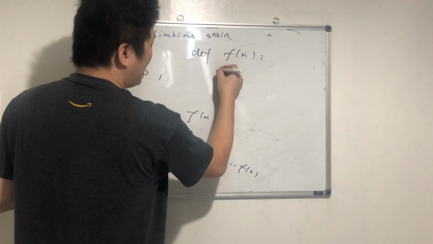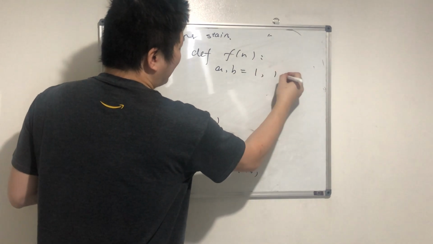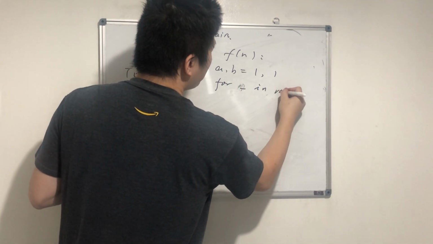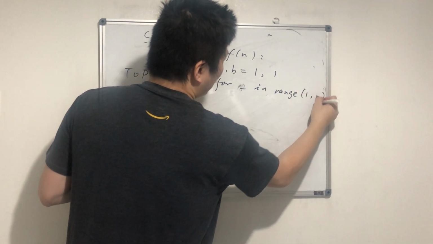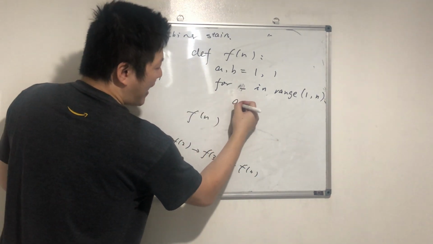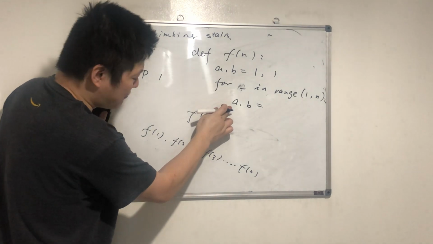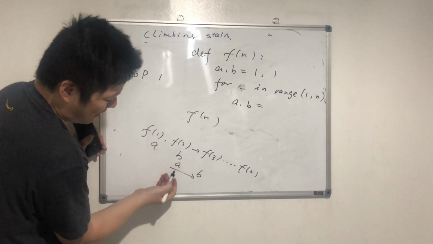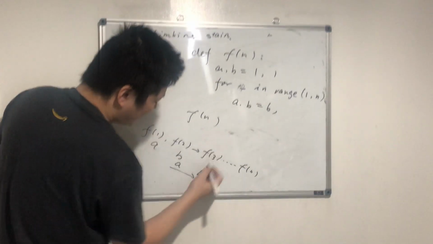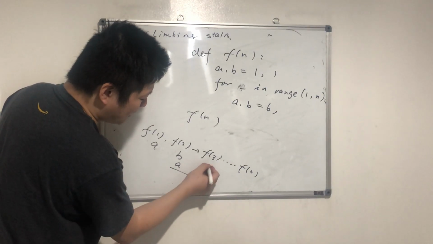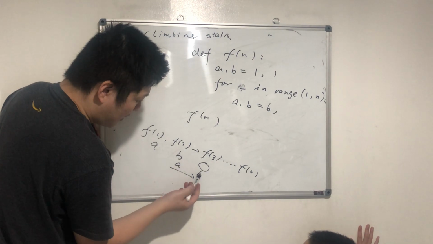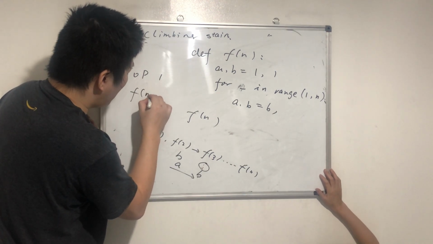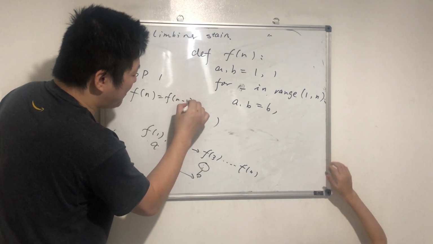Okay, so how can we do this? Look, a, b equals 1, 1. For _ in range(1, n). You don't need the i. And then what do we do here? This is a, b, and I want to shift it so it becomes a, b again. What's the new a? b. And what's the new b? Fn equals Fn minus 1 plus Fn minus 2.